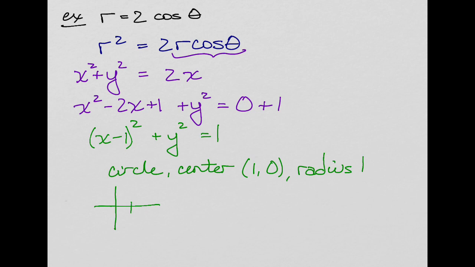There's 1, 0. Radius is 1. I'm going to carefully connect my dots so that it looks like a circle and, well, not a diamond. Well, it doesn't look like a diamond. It doesn't look like a circle either. There, that's better. So a little circle on the x-axis.